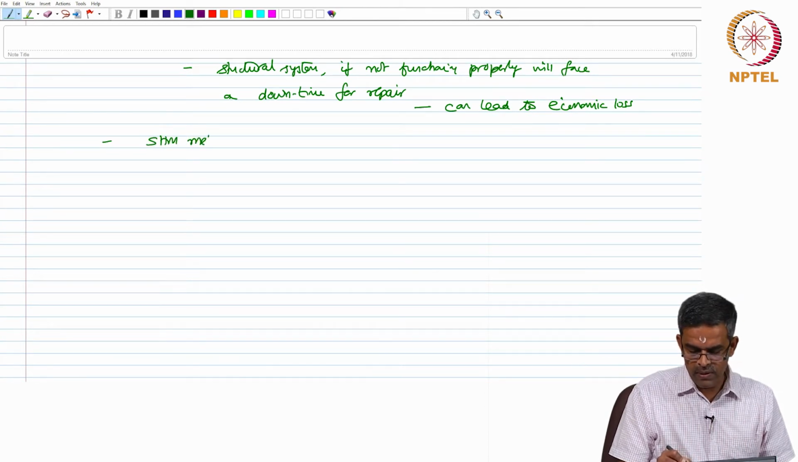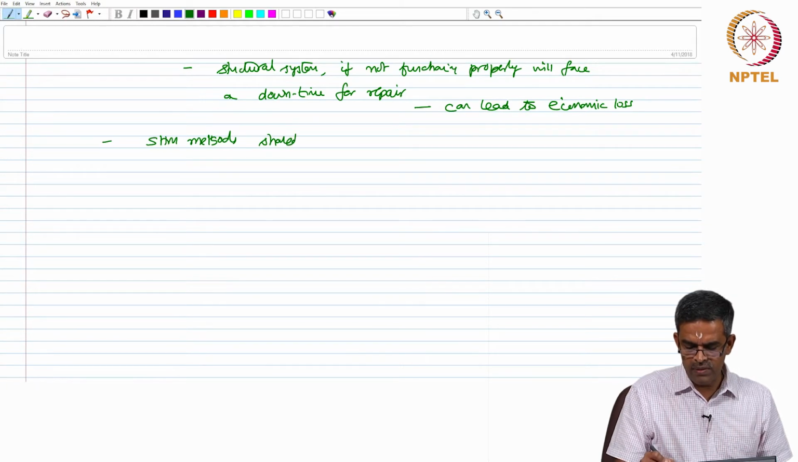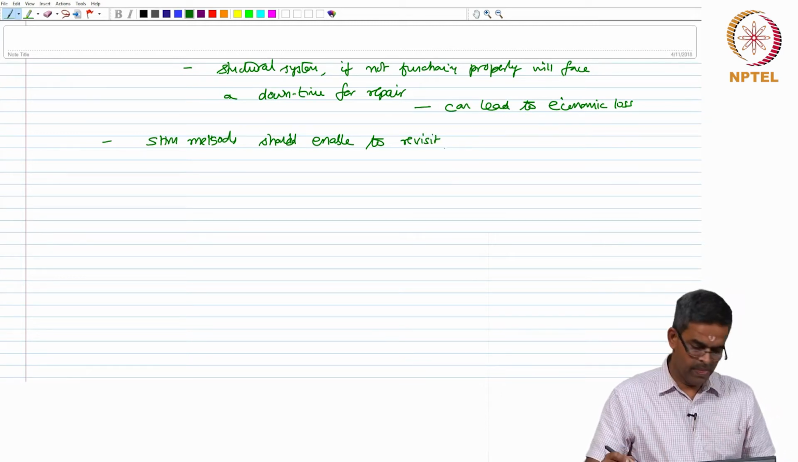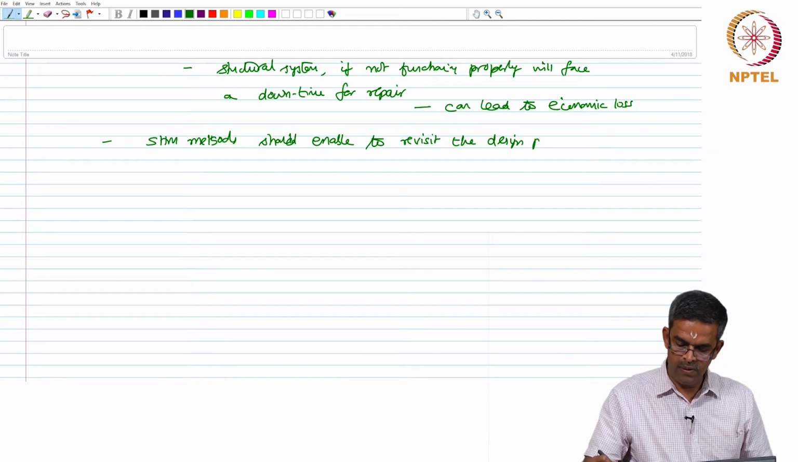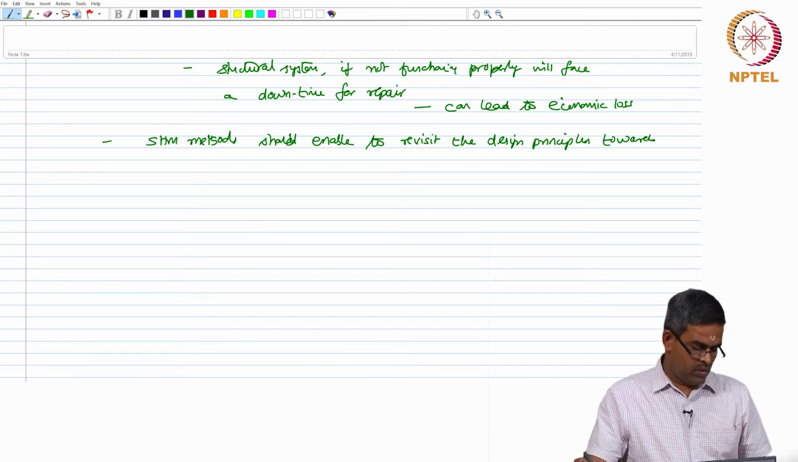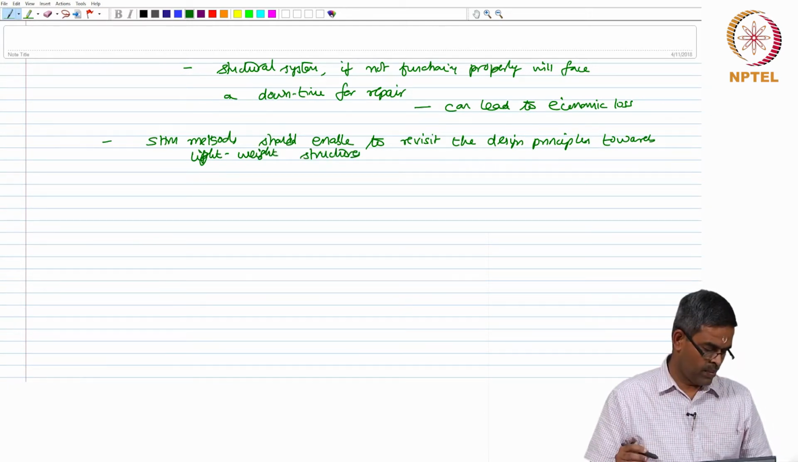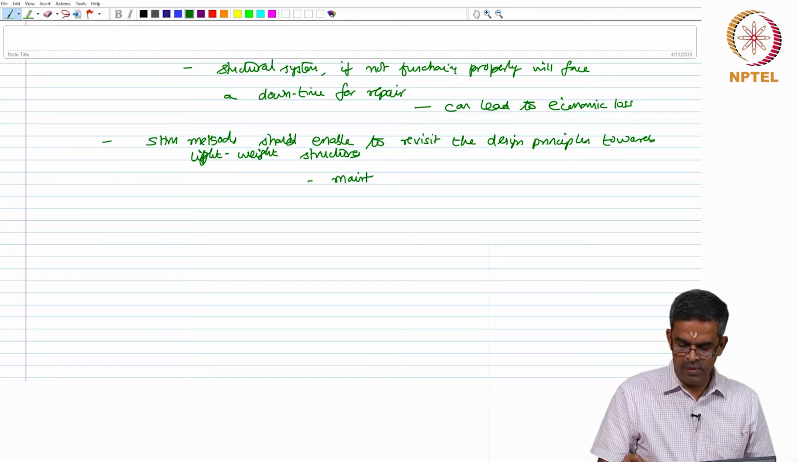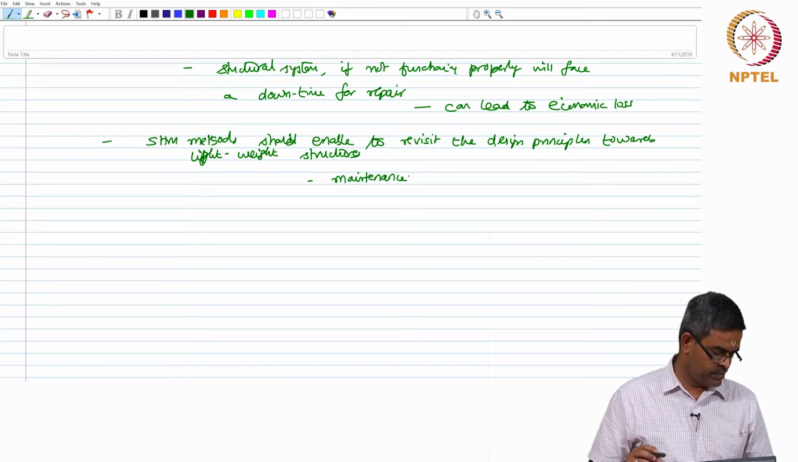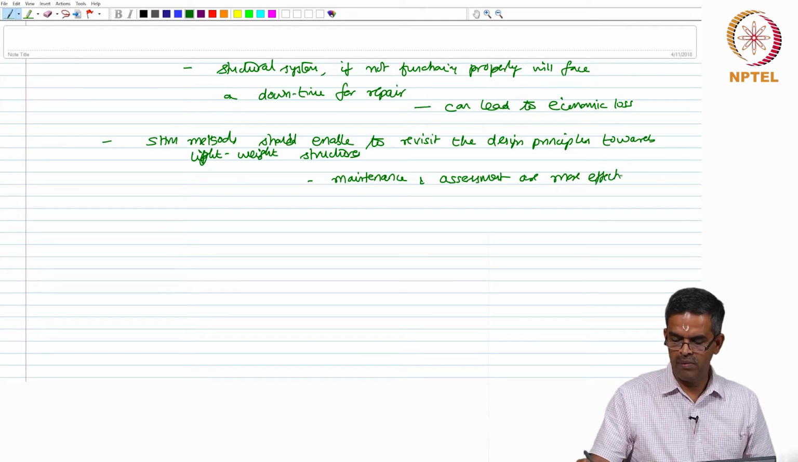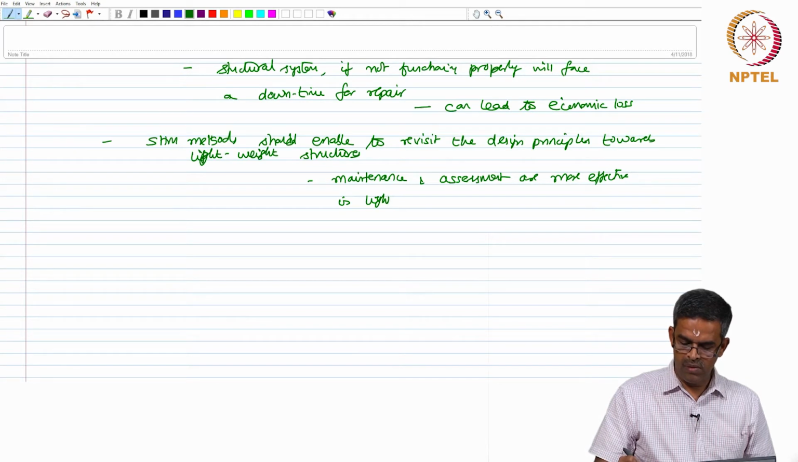SHM methods should enable to revisit the design principles towards lightweight structures because maintenance and assessment are more effective in lightweight structures.